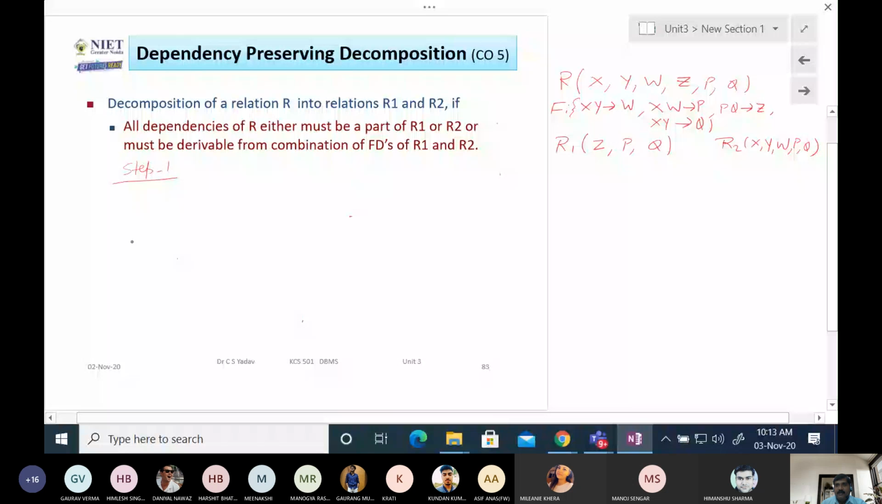We will draw a two-dimensional matrix. The number of rows is the number of subrelations. So here the number of subrelations is 2 and the number of attributes is 1, 2, 3, 4, 5, 6. So we will draw a 2 cross 6 matrix. Did you get it?